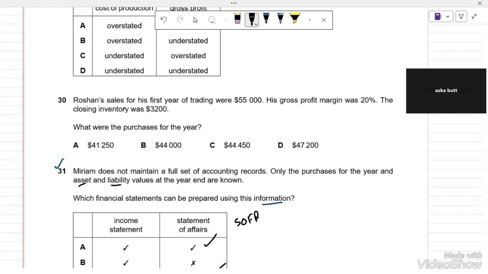We have question number 30. Roshan's sales for his first year of trading were $55,000. His gross profit margin was 20%. The closing inventory was 3,200. So what was the purchases for the year?